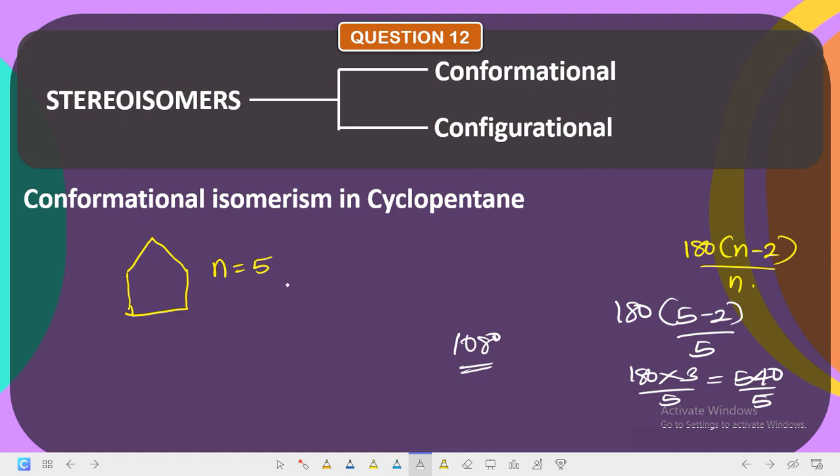540 divided by 5 is 108 degrees. Now what is the bond angle? 108 degrees. Is that understood? Now if the bond angle is 108 degrees, what is the normal bond angle for alkanes? 109.5 degrees. Now you see that the difference is not that much. So there may not really be angular strain here. Are you getting it? Because the two angles, the one that is expected and the one that actually forms, are almost close. So there will be no angular strain present here.